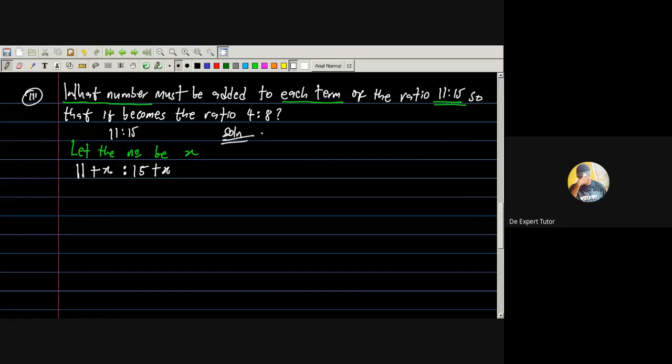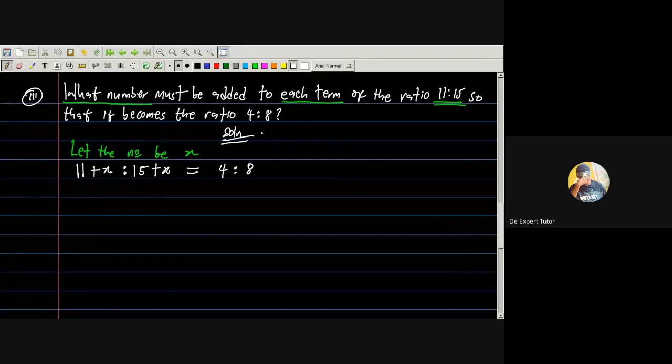I said what number must be added to each of them. And this is the meaning of each of them: x added to one, x added to the other. Good. So it becomes the ratio 4:8. This is the interpretation.